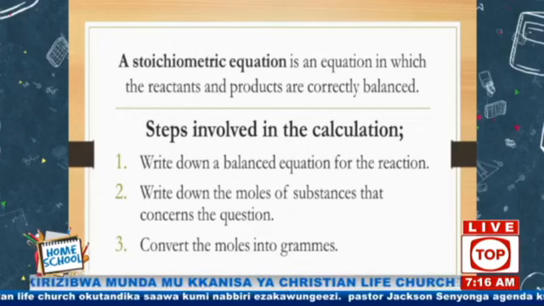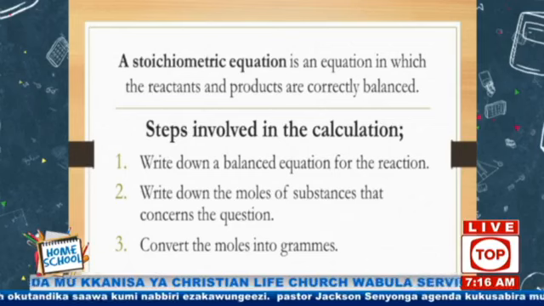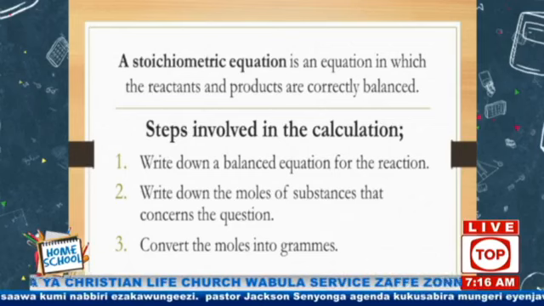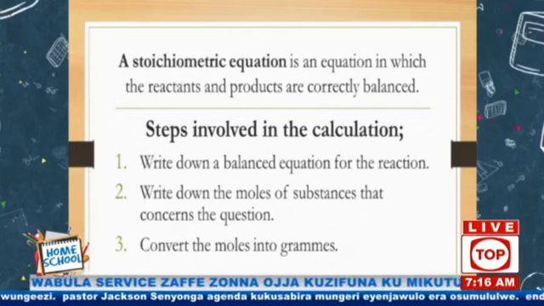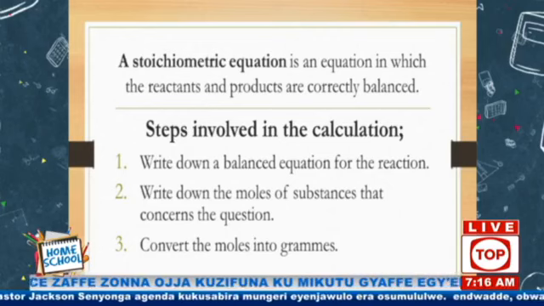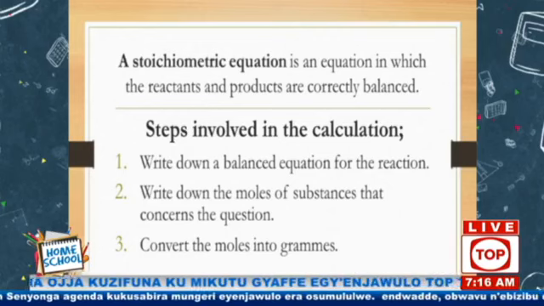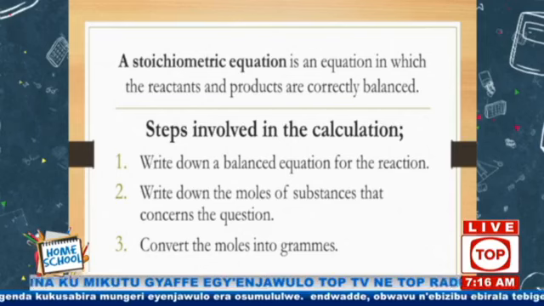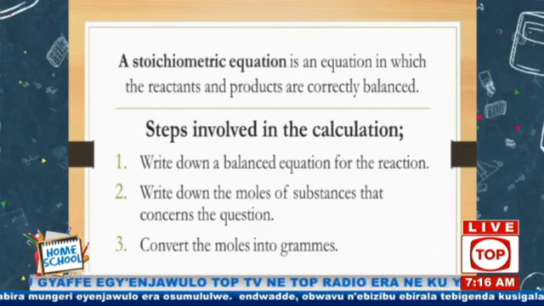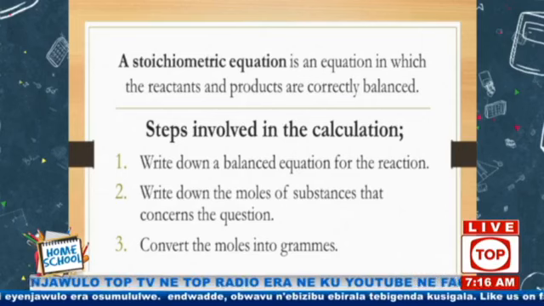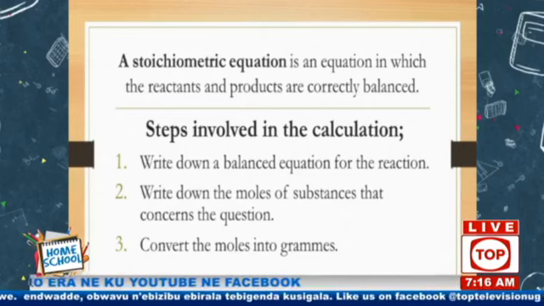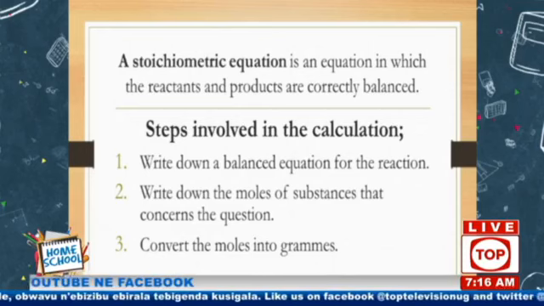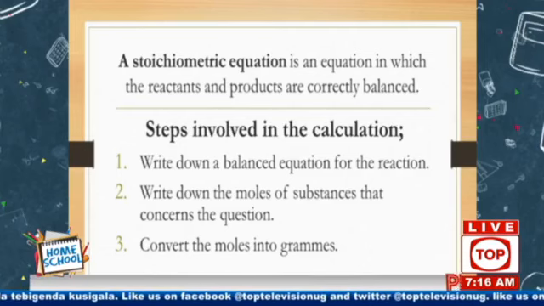If they are saying that chlorine is reacting with ethane to give tetrachloromethane or chloroform, you need to see what are the reactants and what are the products, then you'll be able to write them, and you balance the equation. After balancing the equation, you need to write down the moles of substances that concern the question. After balancing, A, B, C, D will be standing for number of moles. So once you identify what is standing for AB or what is standing for A, you identify it.